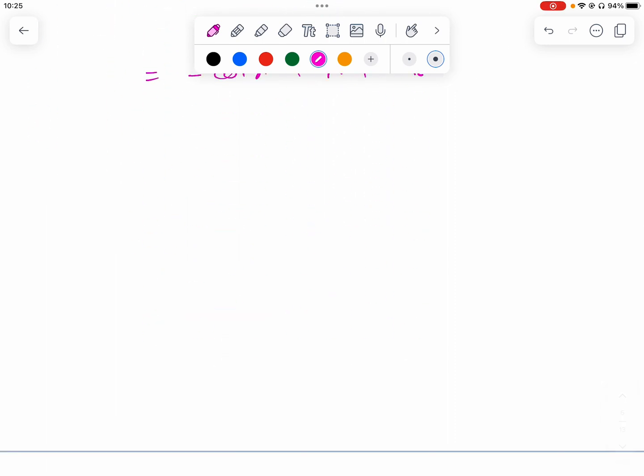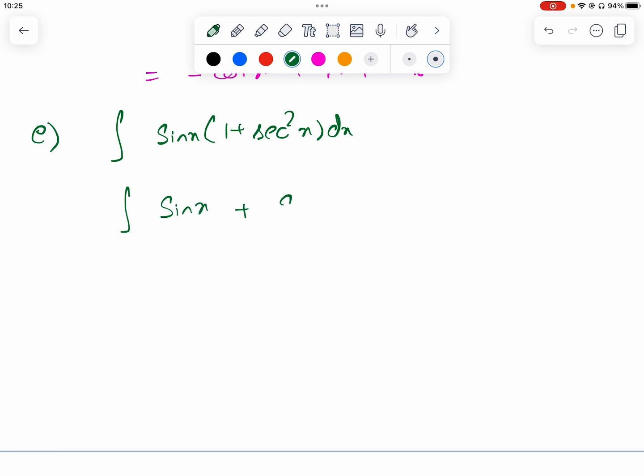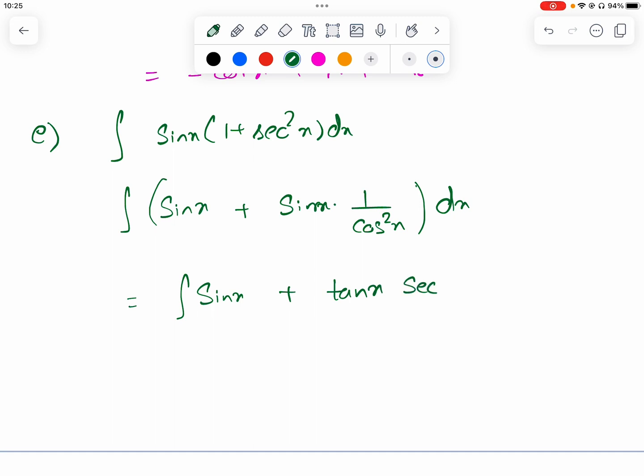Next, part E. Integral of sin x times 1 plus secant square x dx. So integral of sin x times 1 is sin x, plus sin x times secant square x. Secant square x is 1 upon cos square x dx. So it becomes integral of sin x. One sin upon cos will become tan, and another cos will be left over. 1 upon cos x is secant x dx. So sin x integral is negative cos x, secant x tan x integral is secant x plus c. That's going to be the answer for part C.